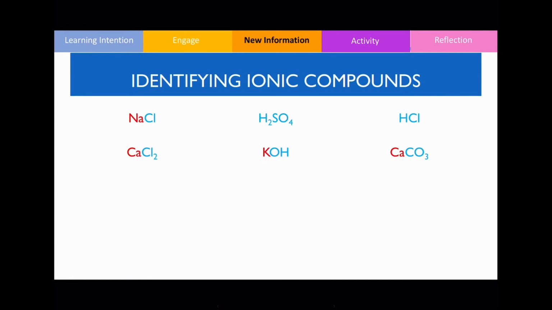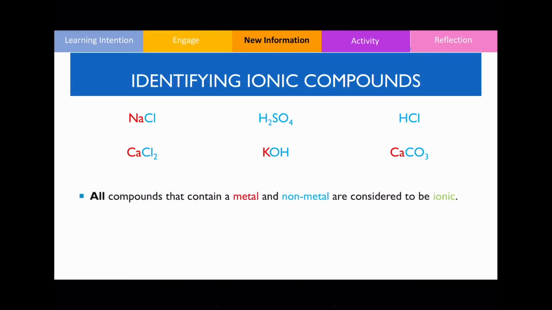As you can see on this slide, I have 6 examples of ionic compounds, and there are 2 things that I want to show you using this example. The first thing is that any compound that consists of at least one metal element and at least one non-metal element can be readily identified as an ionic compound.